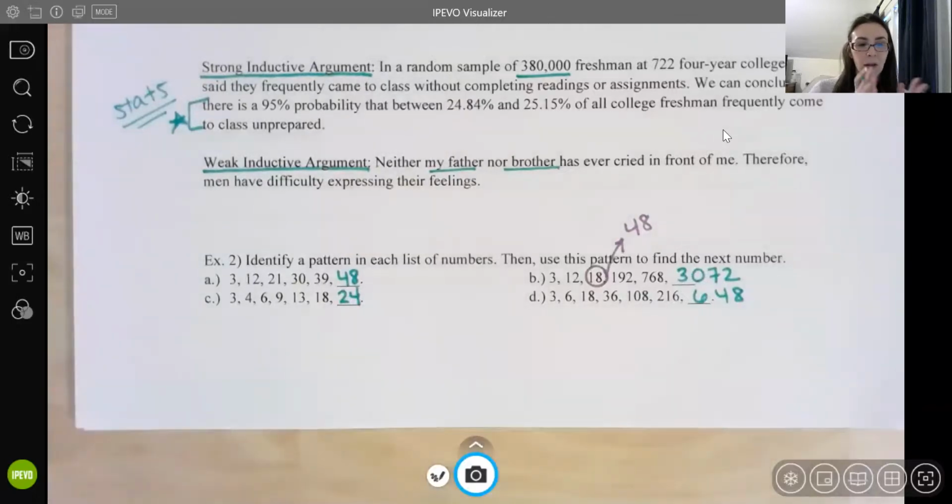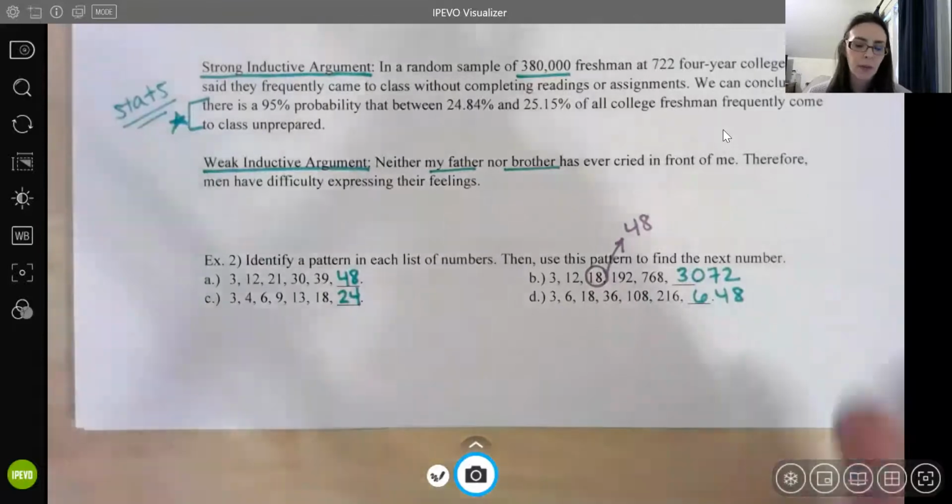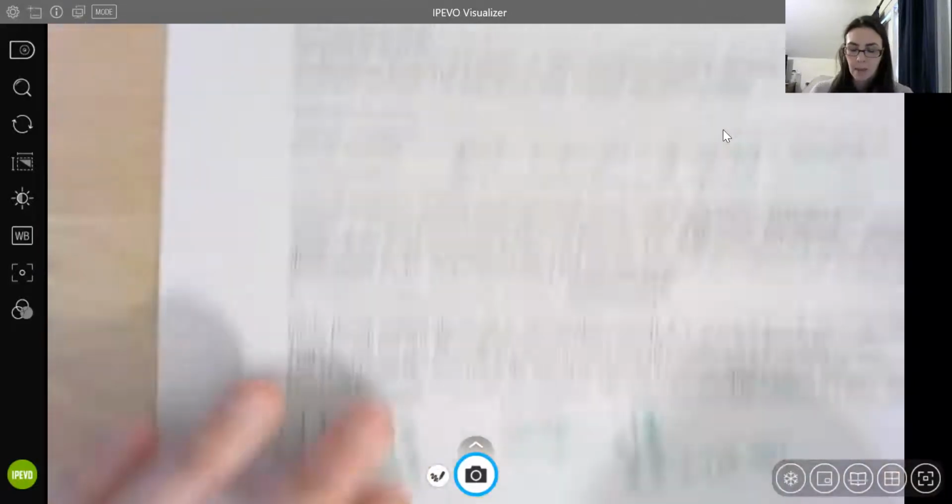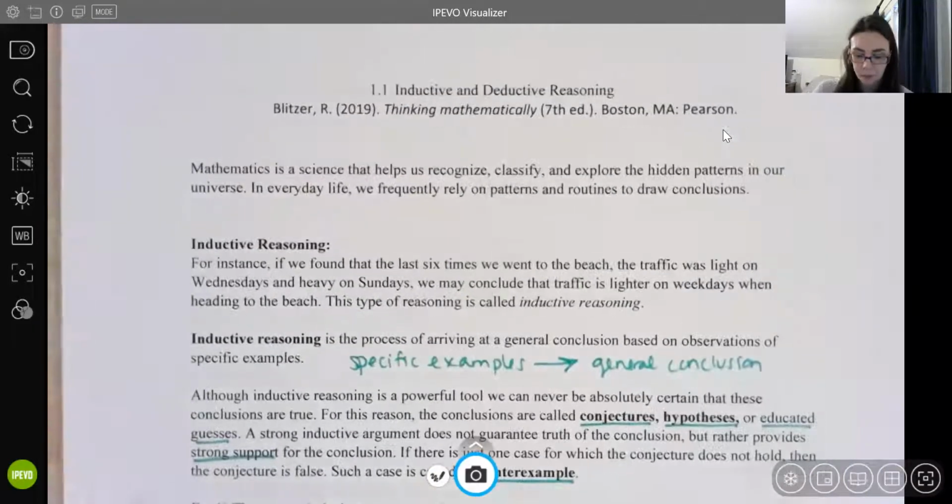So I kind of look to see, okay, what am I adding between each value? What am I multiplying between each value? Check for a pattern there first. Usually that will help you.